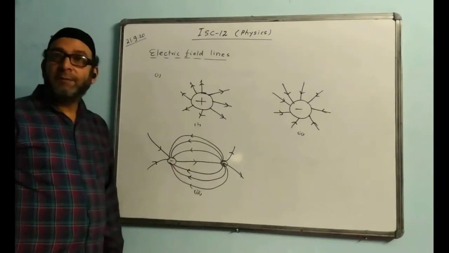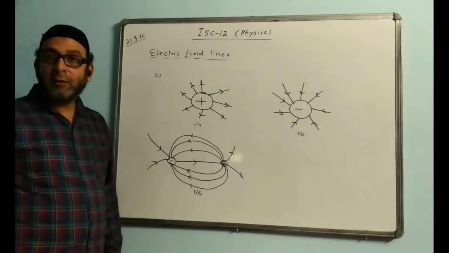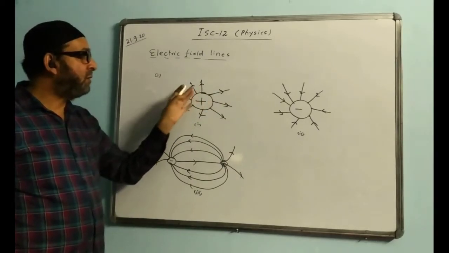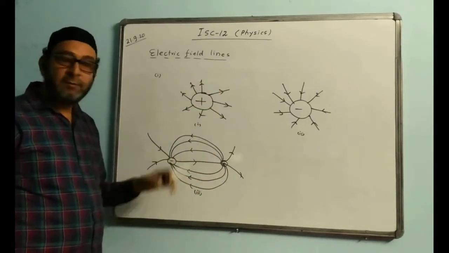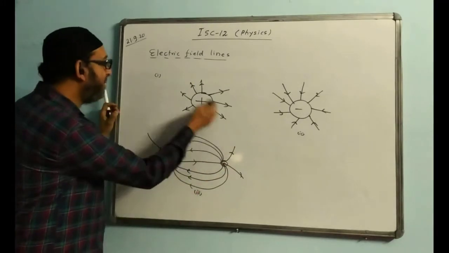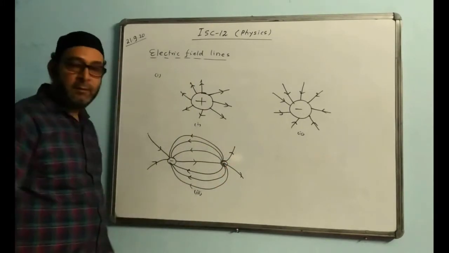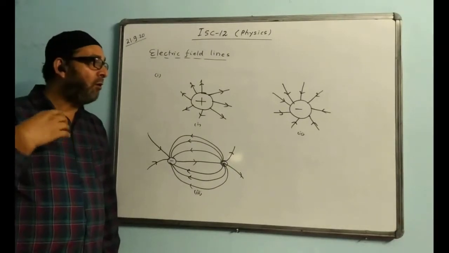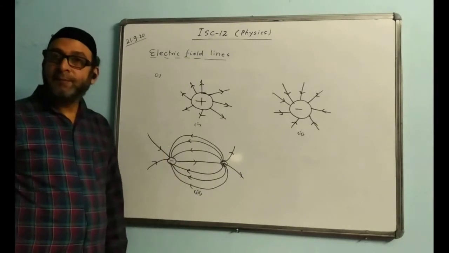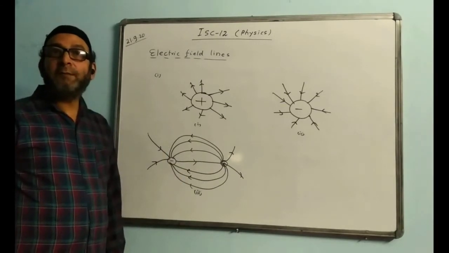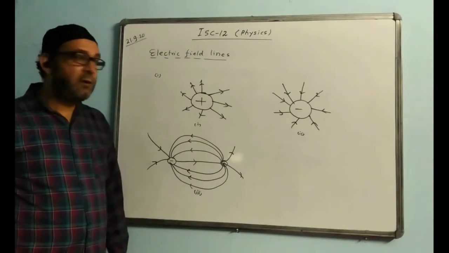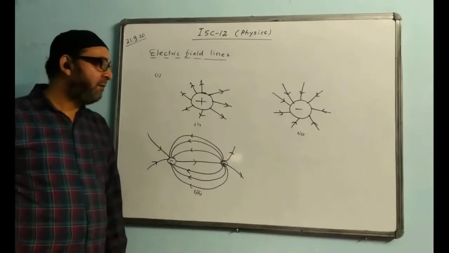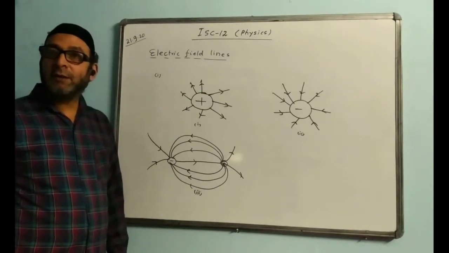Electric field lines may be open or closed curves. Open curve, like this, is not closing, but this one is closing like this. Here also they are going like this and closing here. They are going and closing over here. But the magnetic field lines are always closed curve lines, whereas electric field lines may or may not be closed curve lines. In a magnet, the magnetic field lines are always closed ones.